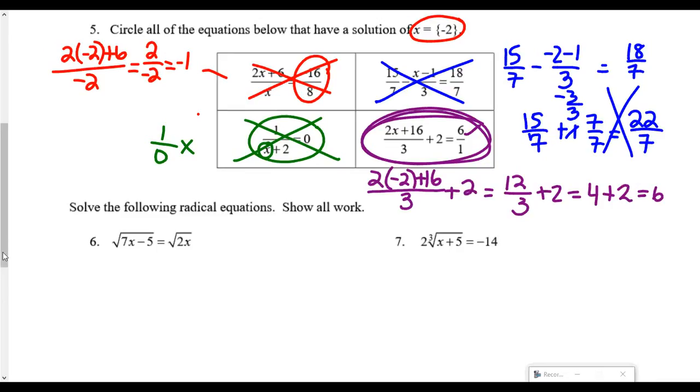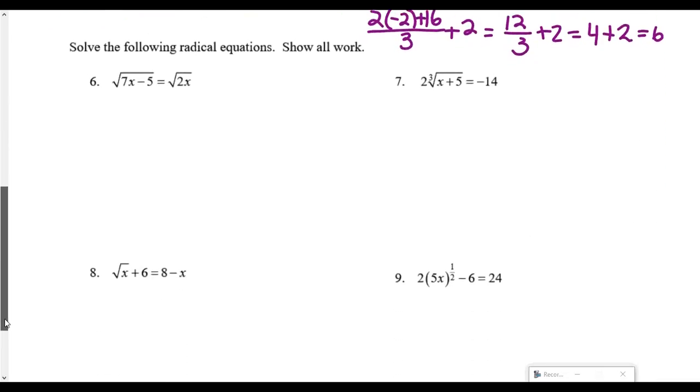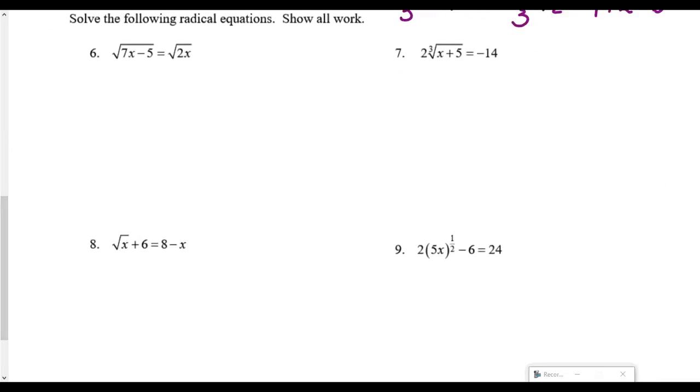All right, now we're on to the second part of the test, which is solving radical equations. So in these, I'm trying to get rid of my square root or my cube root or whatever root I have. So to get rid of a square root, I want to get it by itself. Now, both of these square roots were already by themselves. So when I square both sides, the square roots cancel each other out. So I have x minus 5 equals 2x.